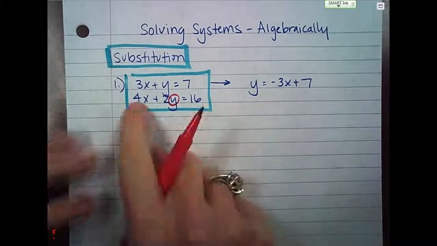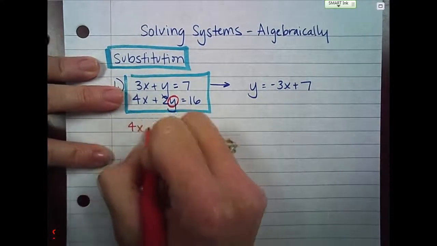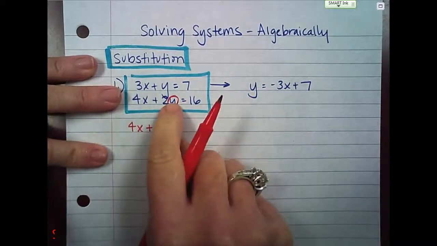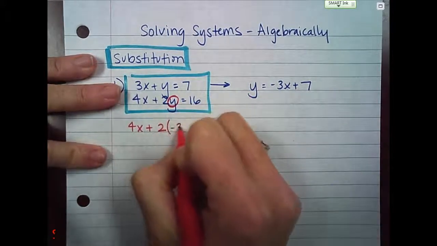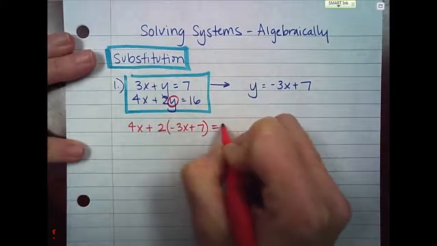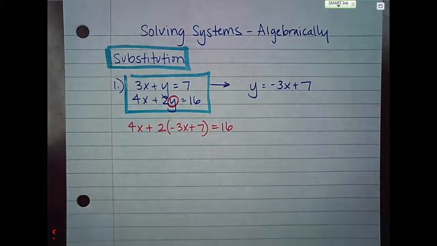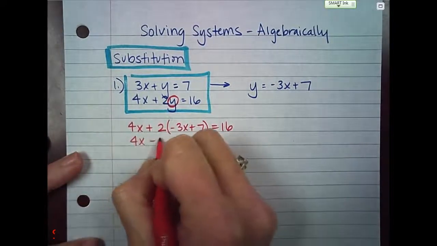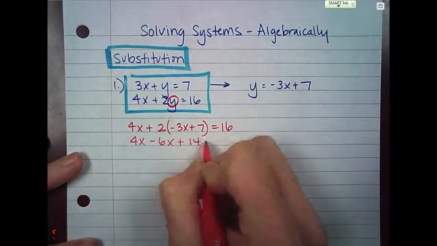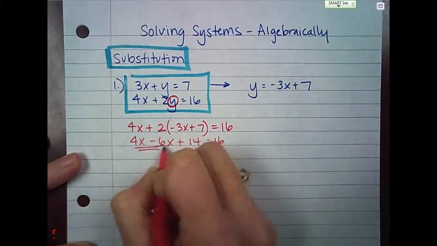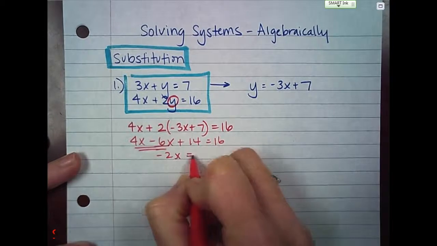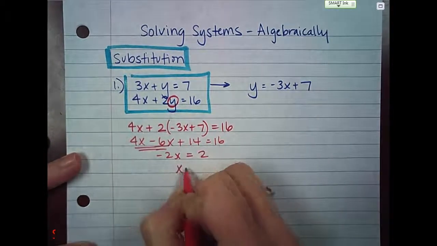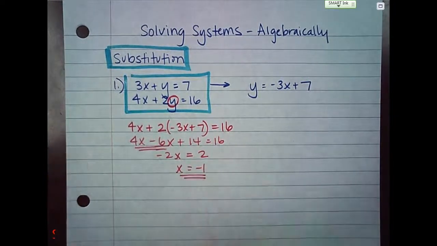So your next step is to take this 4x plus 2, and I'm going to change y to represent negative 3x plus 7. Now then, all we have are x's, and we can solve for x. So clean it up a little bit. 4x minus 6x. X has the answer of negative 1.